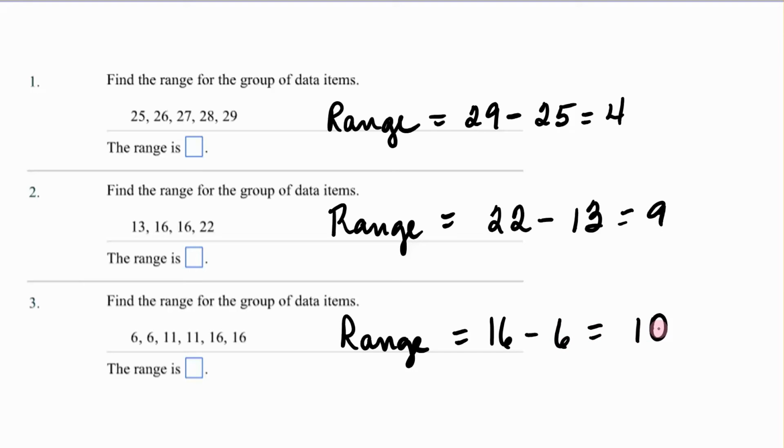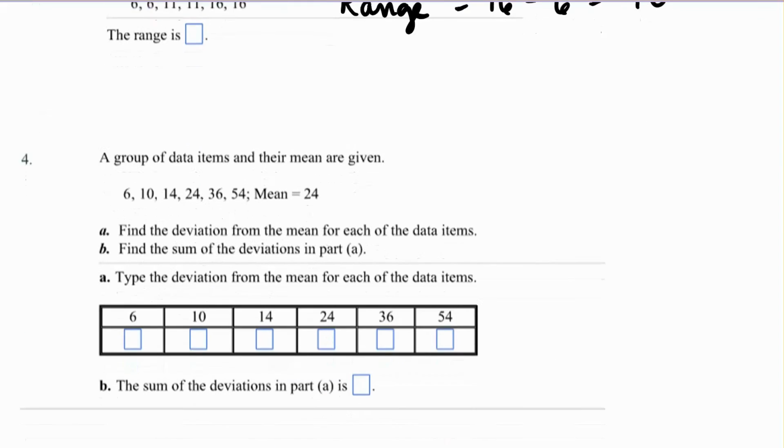Now, we talked about something called the mid-range in the last section, which was the middle of the range. And it was very different from what we've got here. Now, we're going to lead towards something called standard deviation, but we're going to get there slowly. Let's look at number 4.